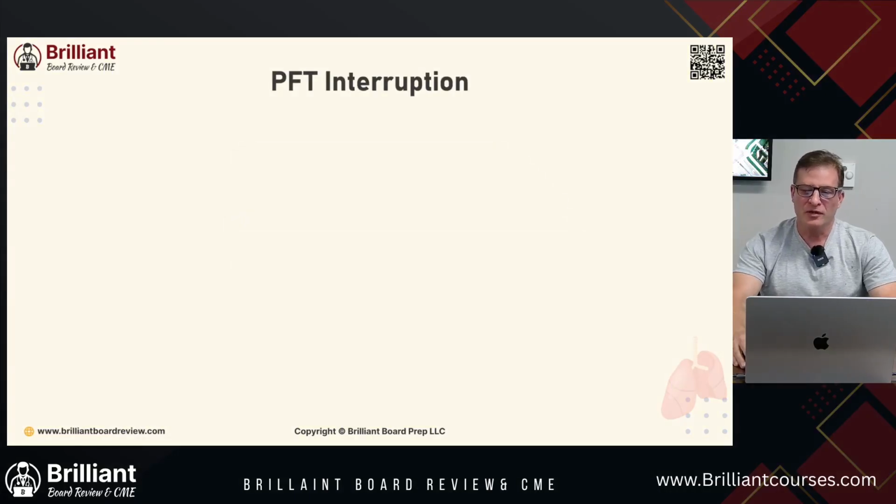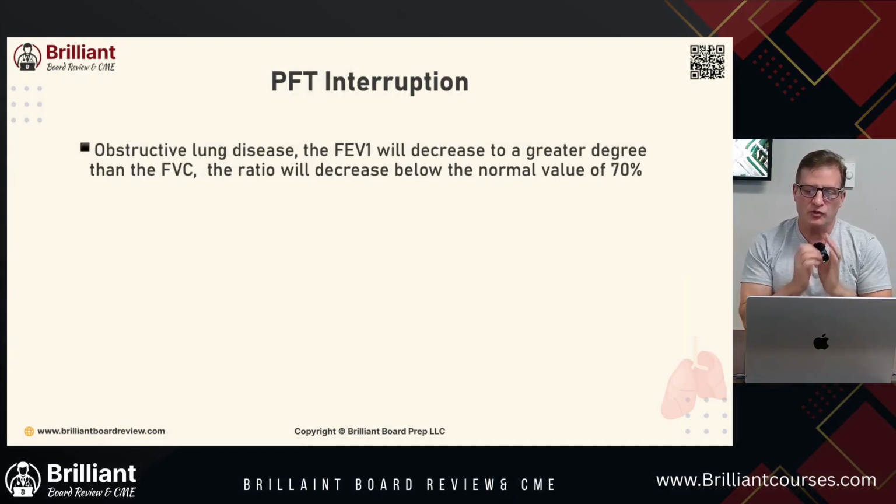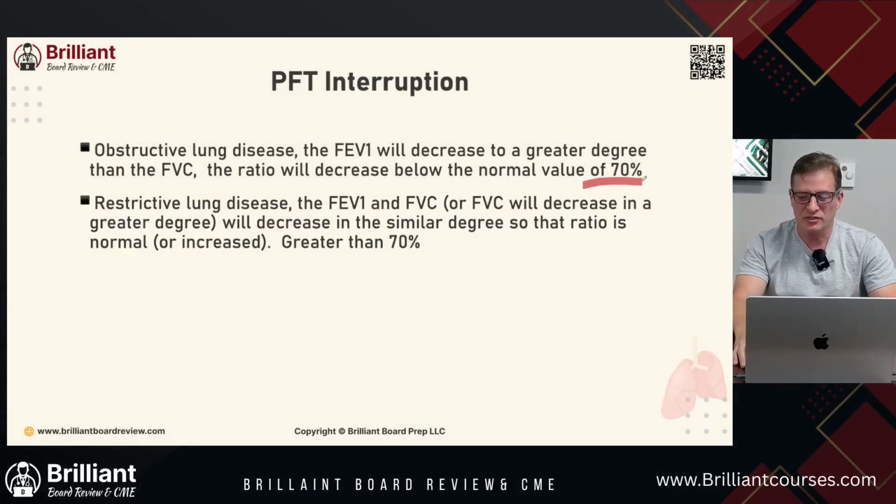All right, PFT interpretations. We're going to go through the PFT interpretations for obstructive disease, and we kind of went through this. The FEV1, our short breath out, will be decreased to a greater degree than the FVC. We'll have a below-normal ratio, say less than 70, so it's going to be decreased.